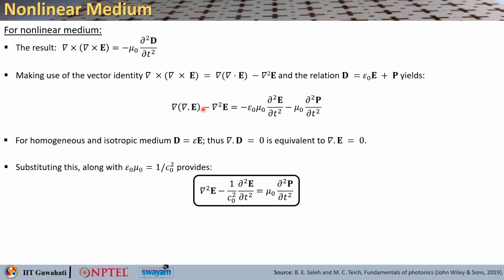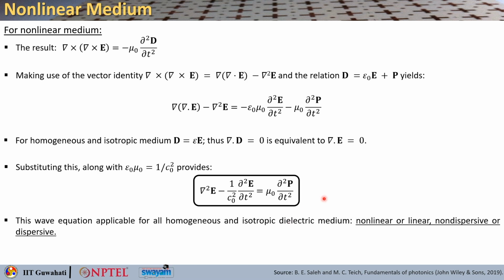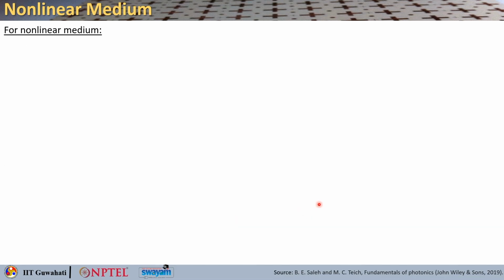You remove the minus from all sides, and then you bring this term to the left side, and you will get this. One replacement is done here: epsilon naught mu naught is nothing but 1 over c naught square, where c naught is the speed of light in vacuum. So, you can use this equation, and this is the equation in a nonlinear medium. Ideally, this is the equation that is applicable for all homogeneous and isotropic dielectric media, whether linear or nonlinear, non-dispersive or dispersive. So, this is the master equation, you can say.